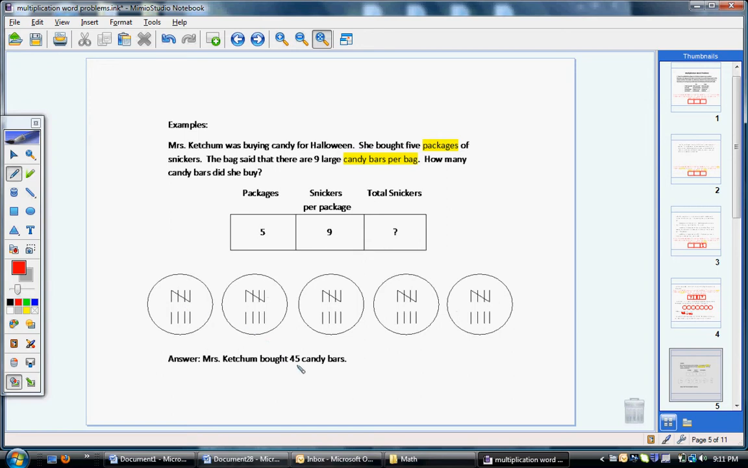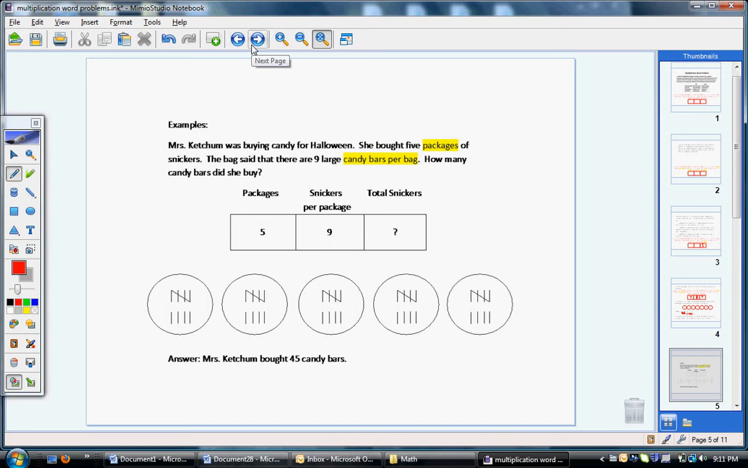The last thing I do is ask myself, does that make sense? Well, my question is asking how many candy bars did she buy? I said she bought 45 candy bars. So I definitely answered the question. Now I need to say, does my number make sense? Well, I need 5 packages with 9 in each one. That's almost like 10 candy bars in a package. I know that 5 times 10 is 50, so my answer should be close to 50. 45 is very close to 50, so I know I got the correct answer.